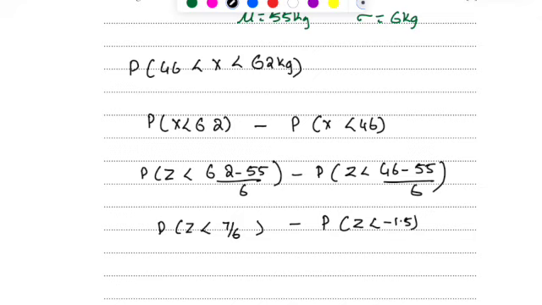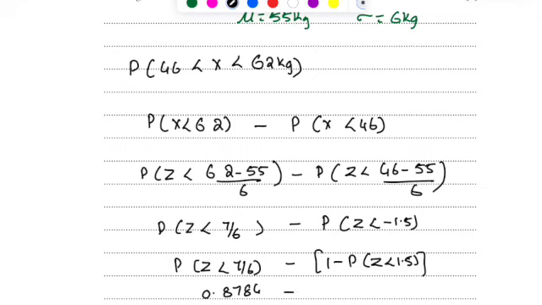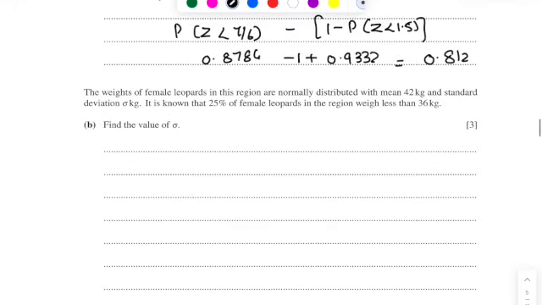So this will become probability of z less than 7 upon 6 minus 1 minus probability of z less than 1.5. So this will become 0.8784 minus 1 plus 0.9332. Simplify that, 0.812.